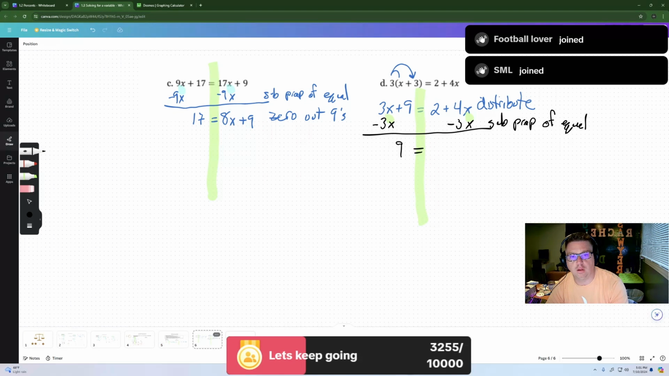We have 9 equals 2, and then we're going to do 4x take away 3x, which is just going to leave us with 1x, which we know is just a plain old x. All right? And now it's set up, once again, underline. Now we just got to subtract 2 from both sides, and we're done.